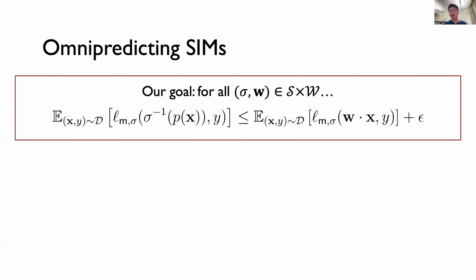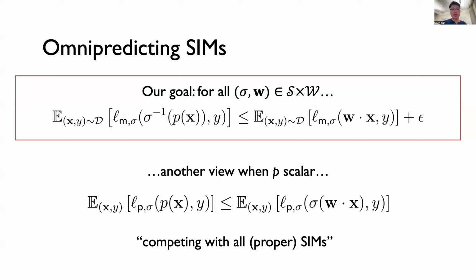Okay, so now it's time to define the main question we study in this paper. Our goal is to learn omnipredictors for the family of SIMs. More precisely, the loss function family we are considering is the family of matching losses for monotone Lipschitz link functions, and the comparator class script C is going to be linear functions bounded in the unit sphere.